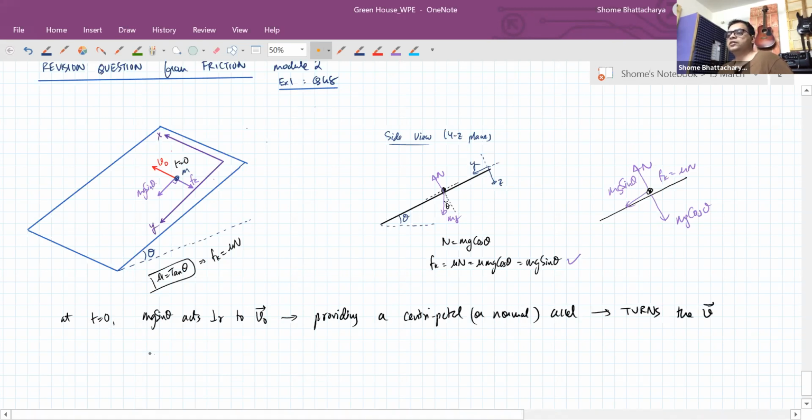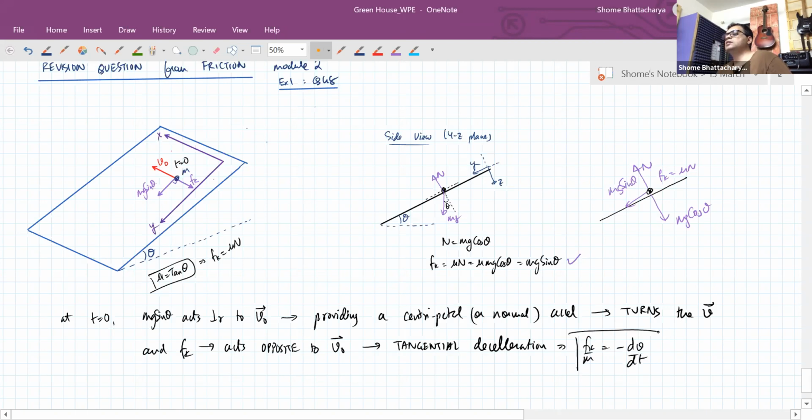Whereas kinetic friction acts opposite to the velocity, so it creates a tangential deceleration. That means kinetic friction divided by mass is minus dv by dt, whereas g sine theta is a centripetal acceleration. It's not going to be a circular motion, but it's going to be a curved motion. Is this point clear now, Diti?